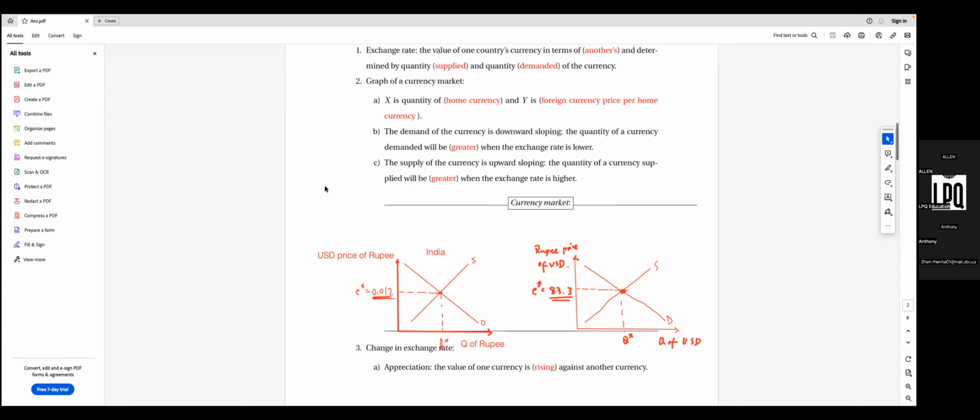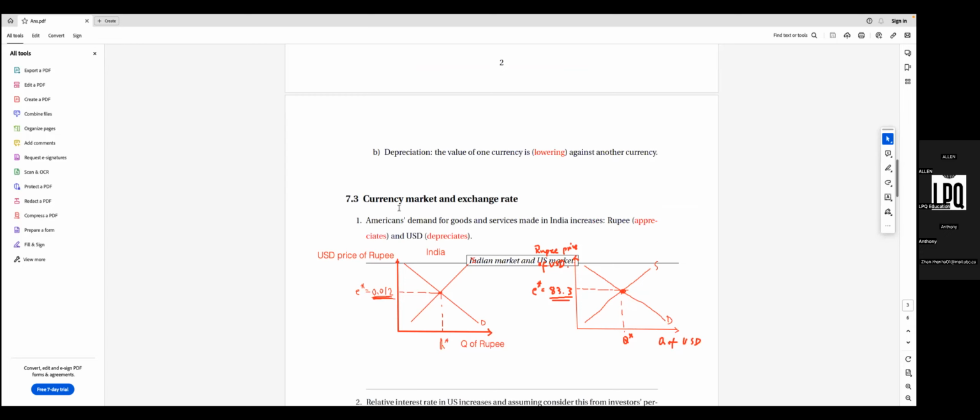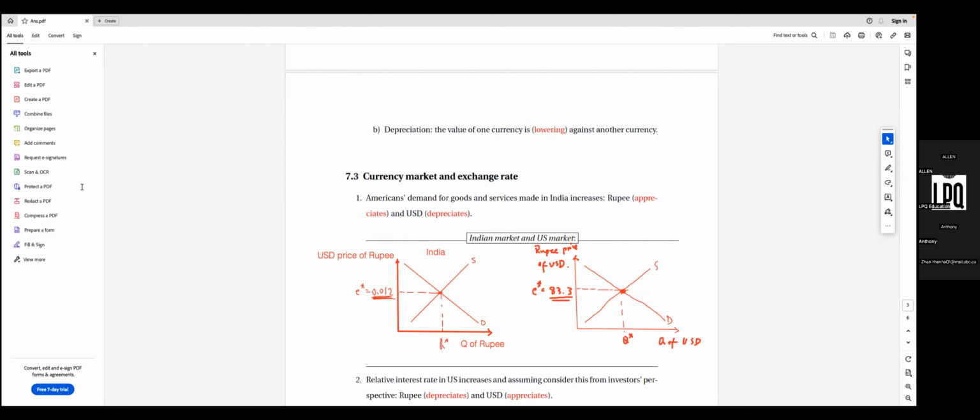Let's have a first example here. Americans' demand for goods and services made in India increases. Imagine this situation, what will happen? Assume you are Americans. If you want to buy goods and services made in India, the first step is you need to convert your home currency, which is USD, into Indian rupee. And then you can buy the goods or services made in India, right?